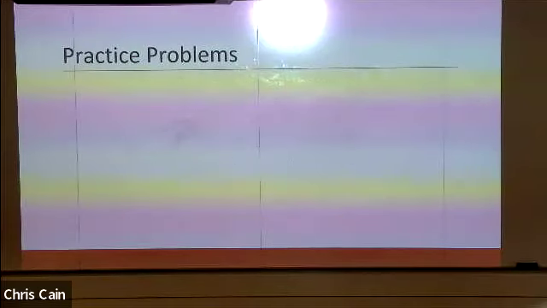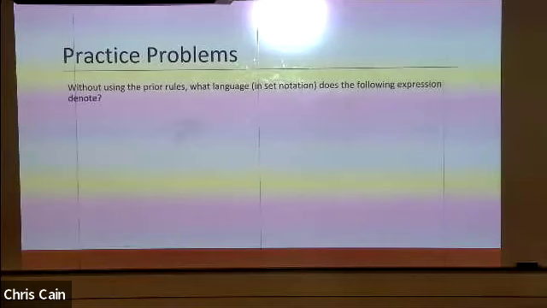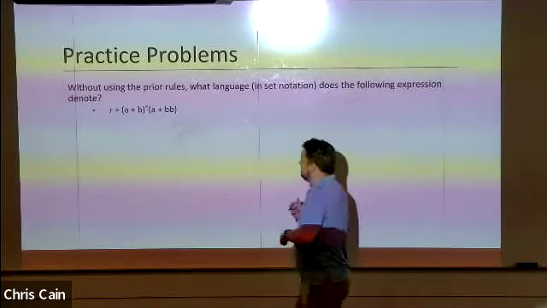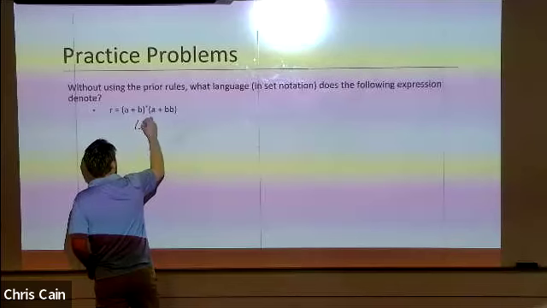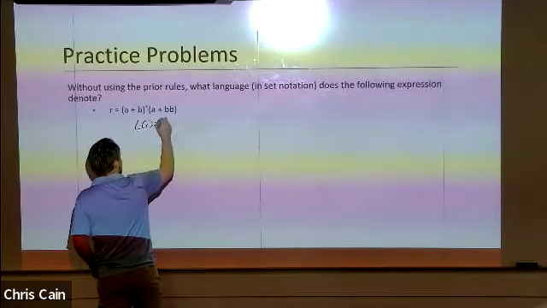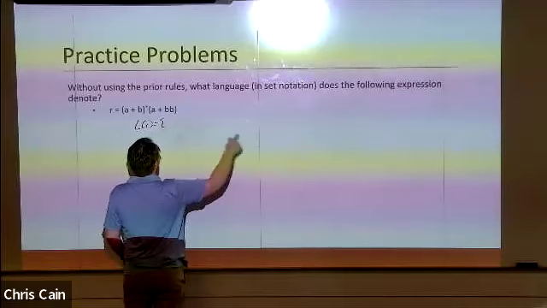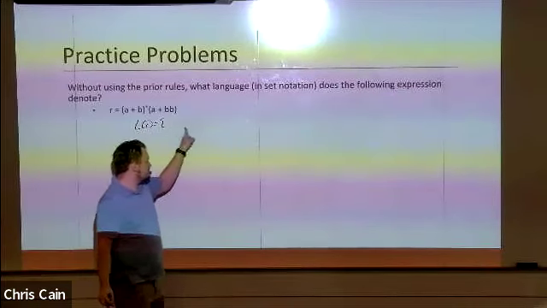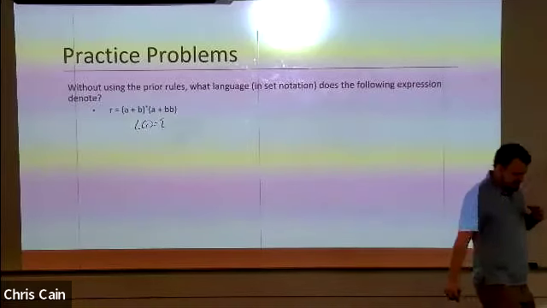All right, time for some practice problems. You've been sitting here listening to me long enough. All right. So we're going to find in set notation, what language does this expression denote? See if you can come up with some kind of set notation. The language of this regular expression equals or is what set? Show me some kind of set notation expansion of the strings that would be in this language.